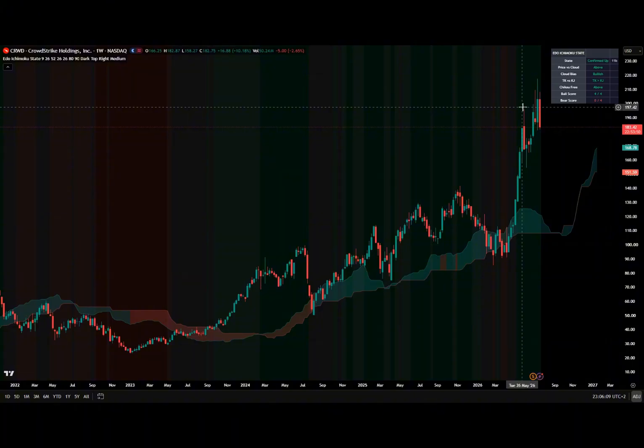On CrowdStrike weekly price is well above a rising green cloud, and the state reads confirmed up. 1 word instead of 5 lines. That is the whole idea.